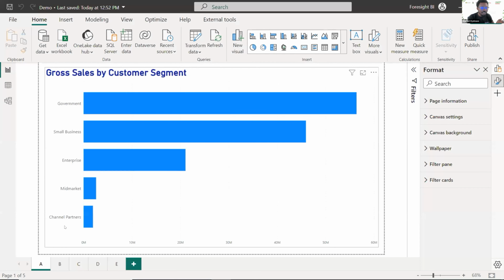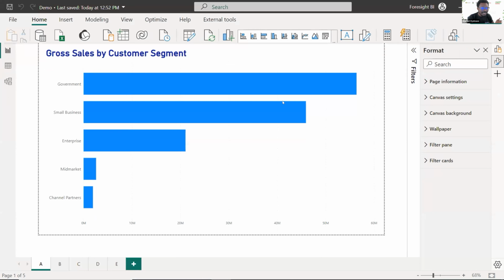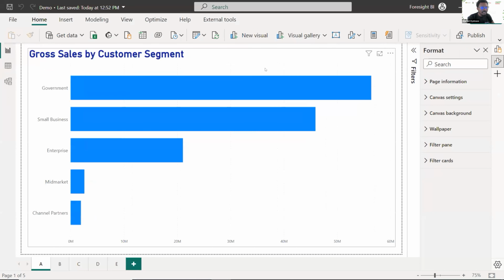So very quick question. My first chart is showing my gross sales by customer segment. This is Power BI, by the way. Help me type, what type of story am I trying to tell here? Is it ranking? Is it ratio? Is it correlation? Or is it distribution? Very quickly, ranking, ratio, correlation, distribution. We have just 1 more minute.